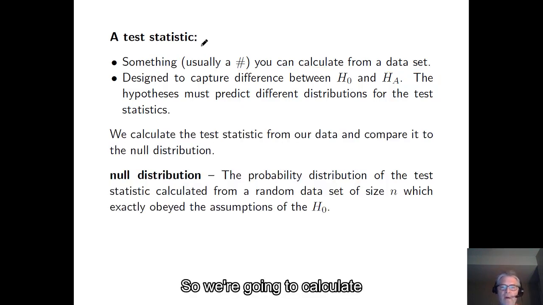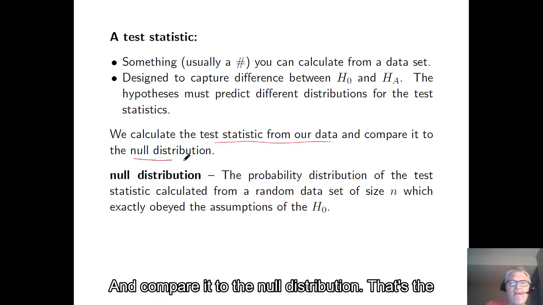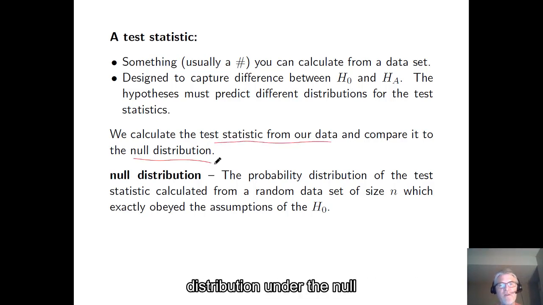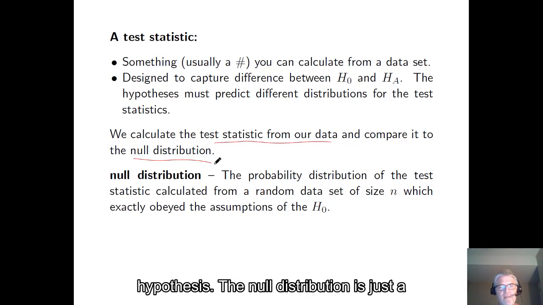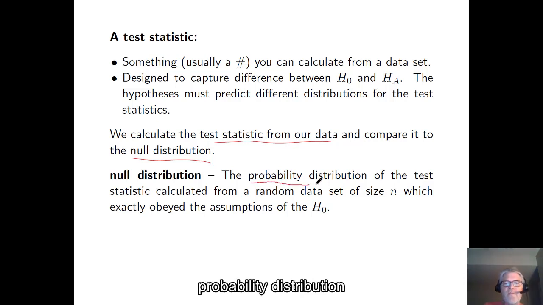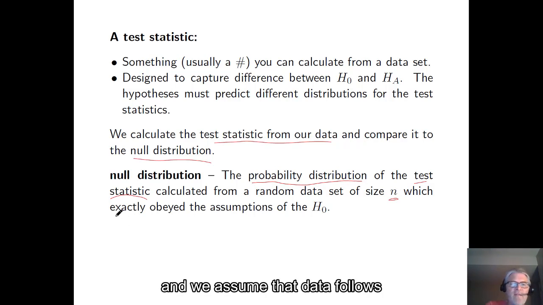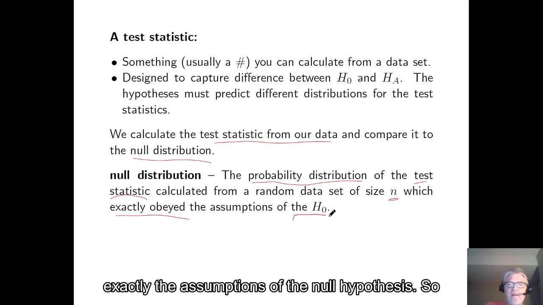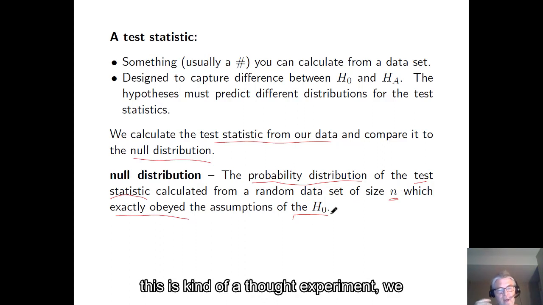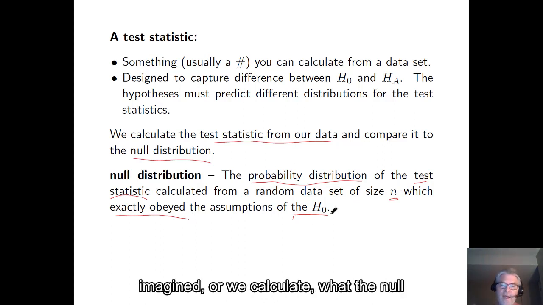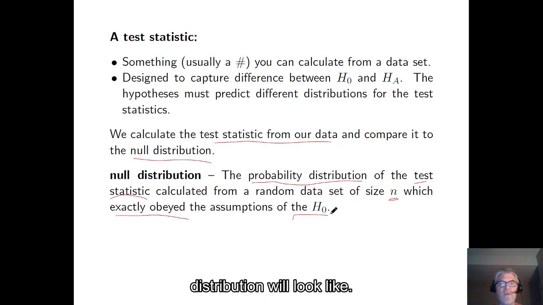So we're going to calculate the test statistic from our data and we're going to compare it to the null distribution. That's the distribution under the null hypothesis. The null distribution is just a probability distribution of the test statistic calculated if we assume we have random data of our same sample size, size n, and we assume that data follows exactly the assumptions of the null hypothesis. So this is kind of a thought experiment. We imagine or we calculate what the null distribution will look like.